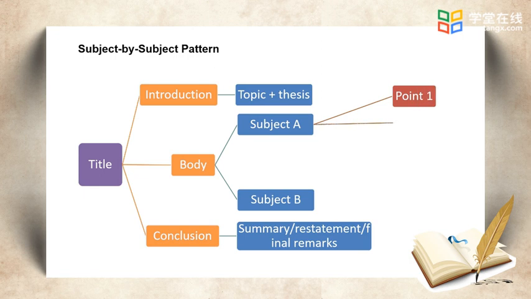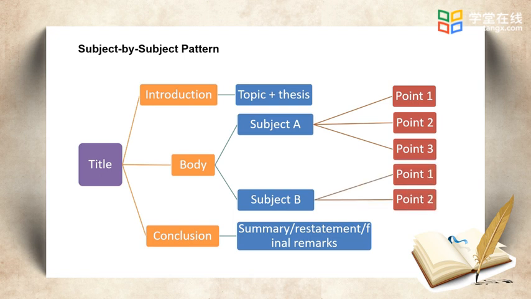First, we explain all of the points about subject A. When it is done, we continue to explain all the points about subject B. There are also 2 things we need to bear in mind. First, pay attention to the order of the points explained. The first point of subject A and the first point of subject B should be of the same similarity or difference. The rest of the points should be like this too. Second, there should also be a balance between the 2 subjects in terms of content and length.